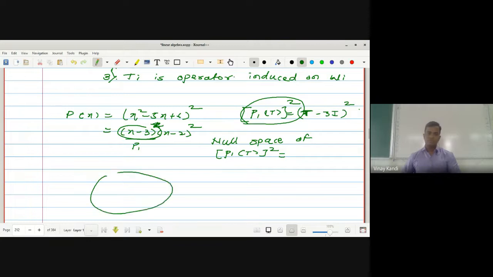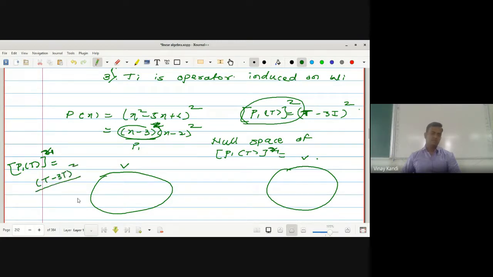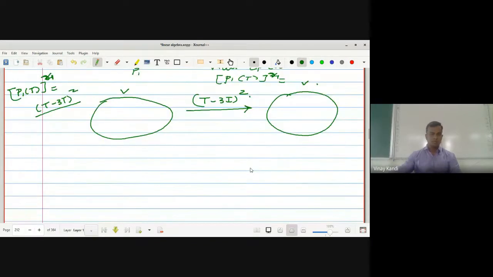So here, suppose this one is V, and what is P1 of T bracket raised to R1? That is 2, which is equal to what? R1. Okay, R1. That is T minus 3I square. Okay, so this is the operator on V, T minus 3I. Okay, is it correct? Yes, sir. Okay, and on whom will this be an operator?